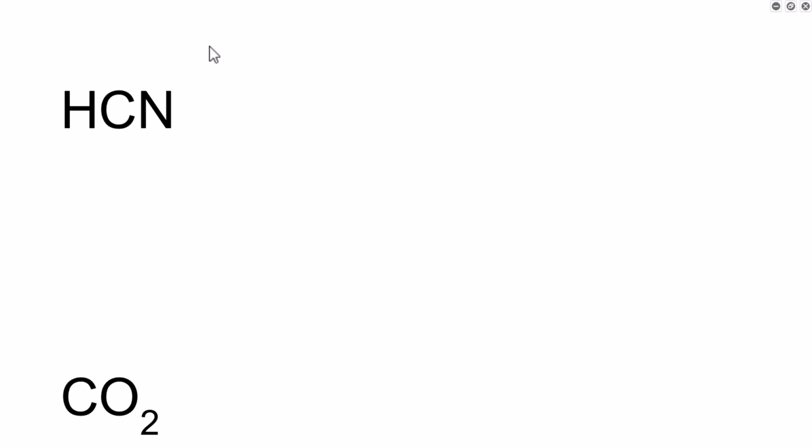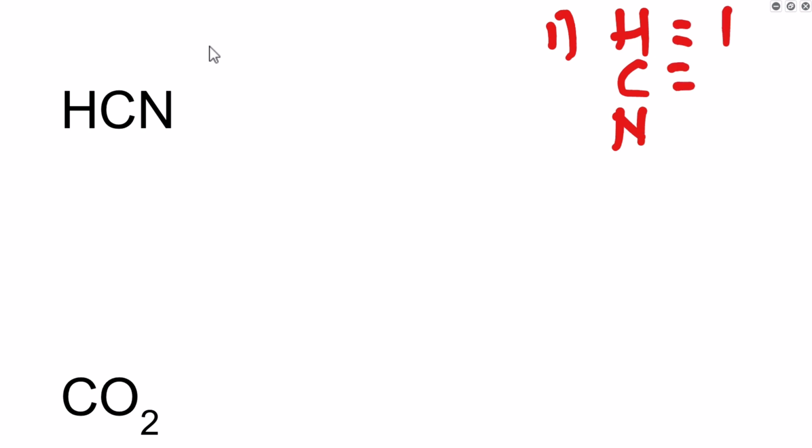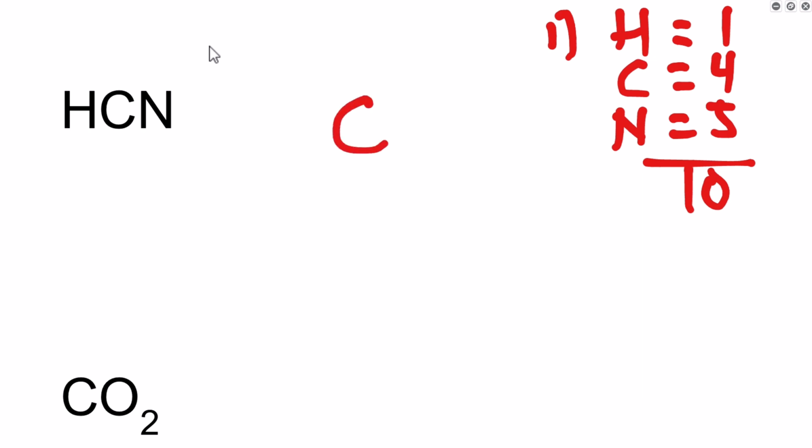So, good for them. HCN, same steps here. Step 1. So you have an H, C, and an N. 1 valence electron, 4, and 5. For a total of 10 electrons in our structure. We're then going to find our central atom. Our central atom here is carbon. Attach everything with single bonds to your central atom.